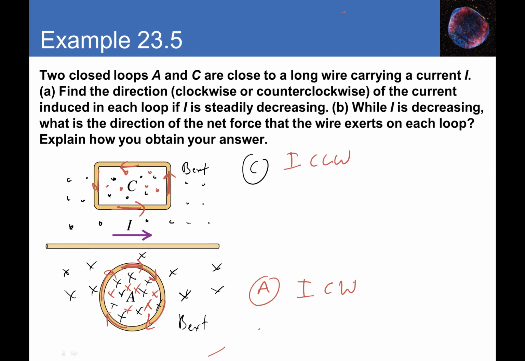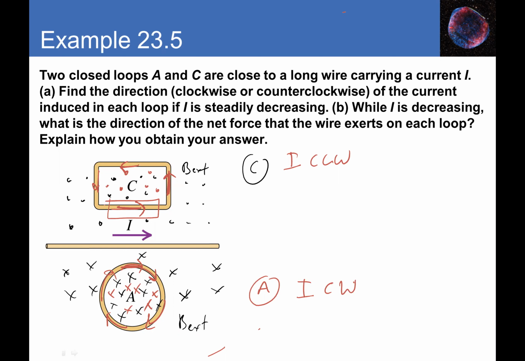All right, so part B says this: while the current is decreasing in the straight wire, what is the direction of the force that the wire exerts on each loop? Well, if I consider this region of loop C, there is a current there, and there's an external magnetic field due to the straight wire. That means there's going to be a force acting on loop C due to that straight wire.